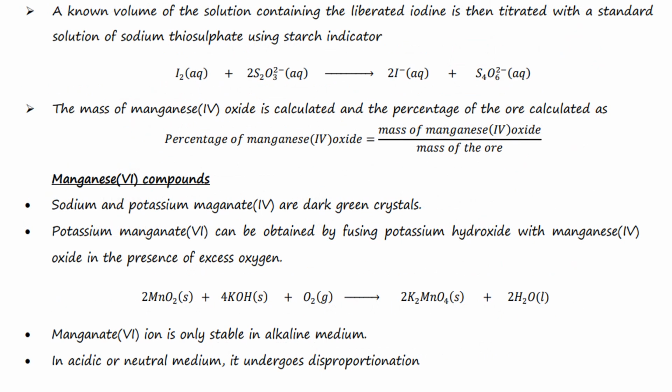Now look at another step. You're going to say that a known volume of the solution containing the liberated iodine is going to be titrated with a standard solution of sodium thiosulfate. And whenever you use a standard solution of sodium thiosulfate, we always use starch as an indicator.